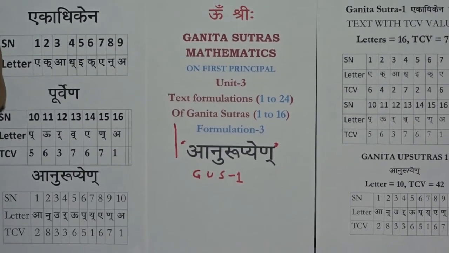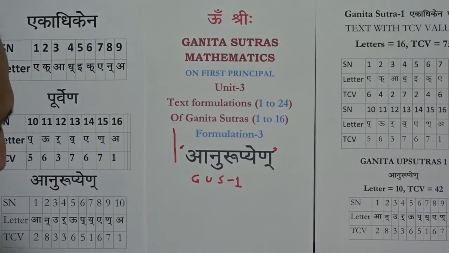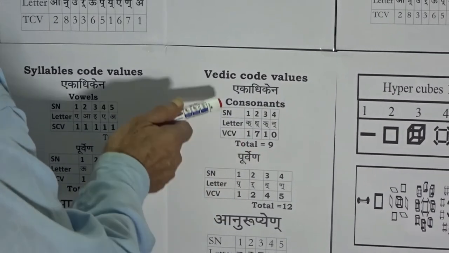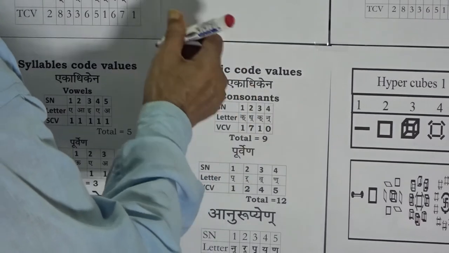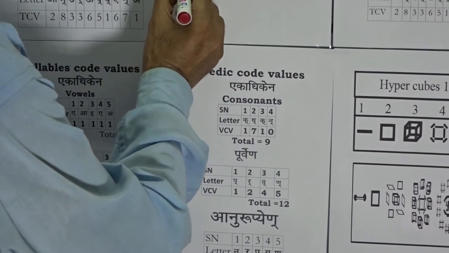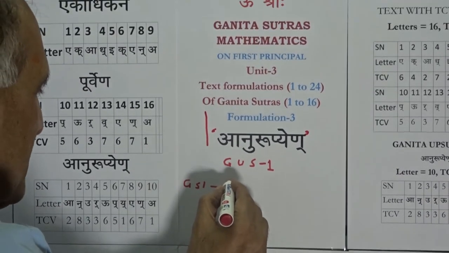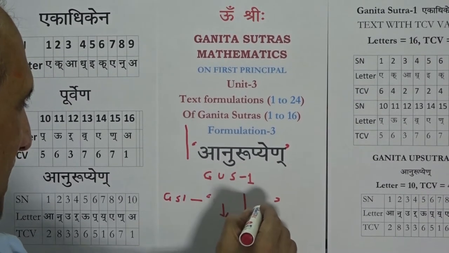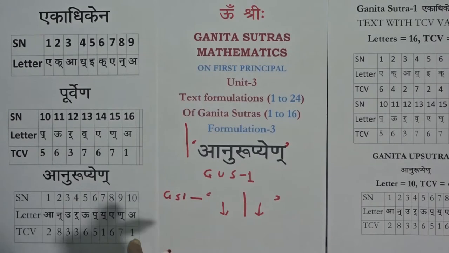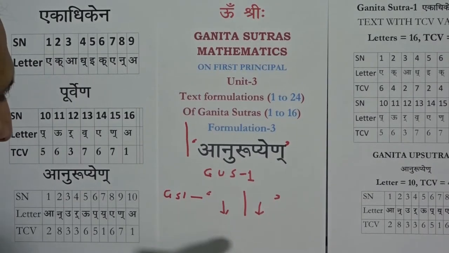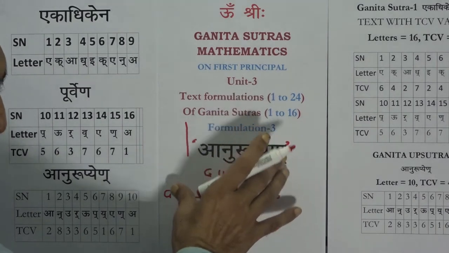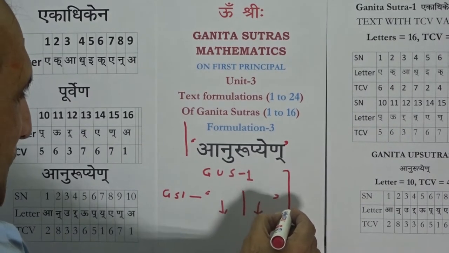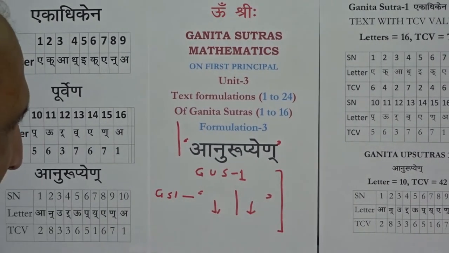The previous pair of formulations, ekadhiken and purven, together make a complete text of Ganita Sutra 1. Ganita Sutra 1 is a complete text of a pair of formulations, ekadhiken and purven. Both these, Sutra 1 and Upasutra 1, as such are a scripture of text of three formulations.